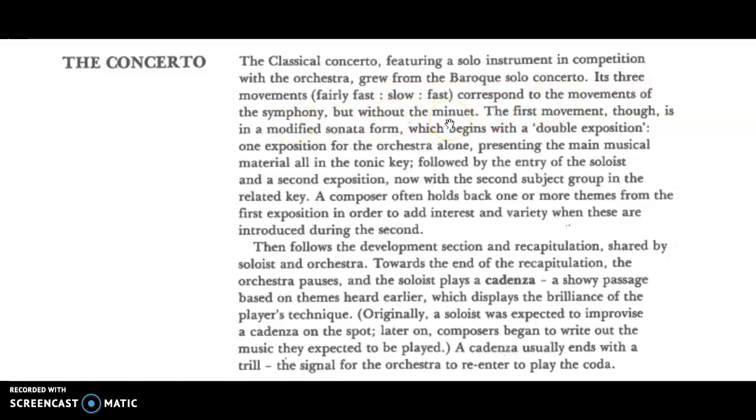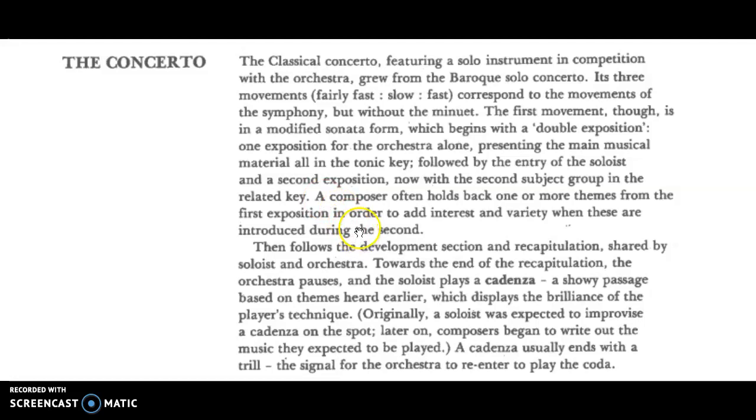The first movement, though, is in modified sonata form, which begins with a double exposition. One exposition for the orchestra alone, presenting the main musical material all in the tonic key, followed by the entry of the soloist and a second exposition. So the soloist does not start playing immediately. We first have the exposition presented by the orchestra, but they stay in the tonic key. And then the soloist will enter with a second exposition, now with a second subject group in the related key.